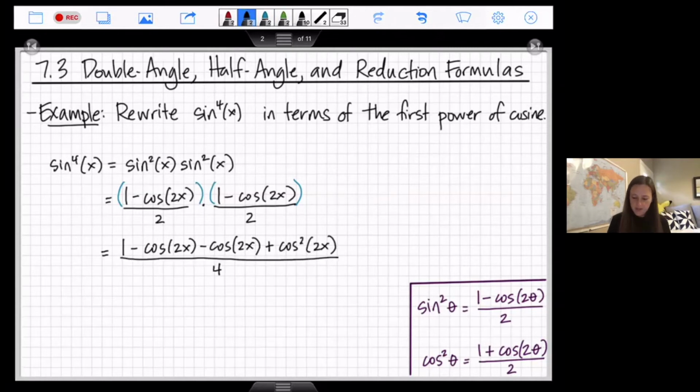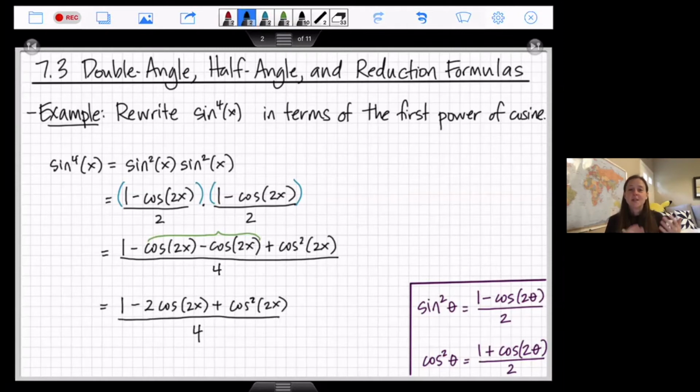All right, so I can combine my cosine 2x's in the middle. All of that over 4. Okay, so it's certainly better than it was in terms of exponents. I used to have something to the fourth. Now I've got something squared. All right, so now I've got cosine squared. So I'm going to have to go down and use my cosine formula. But I've got cosine squared of 2x inside. So now 2x is going to be taking the place of theta.